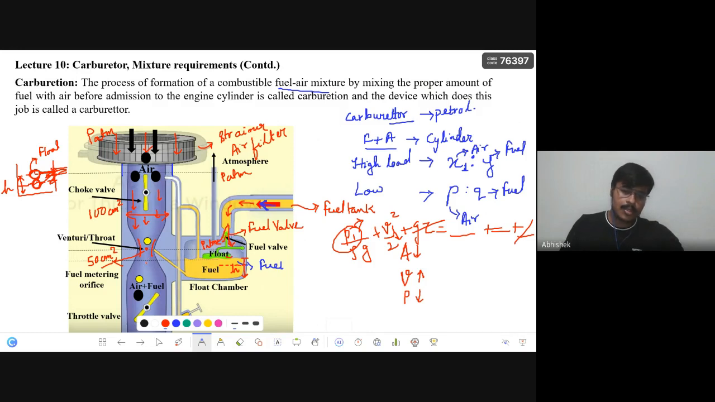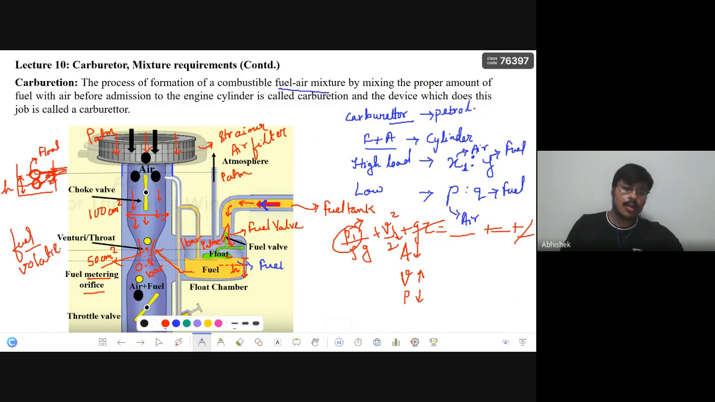the atmosphere. Let us say here it will be somewhat less, around 0.8 bar. What is the pressure in the float chamber? One atmosphere, let us say 1 bar. So in this case, the fuel will travel through this. This is also called the fuel metering orifice. The fuel travels and comes here and mixes with the air, and as I already said, one of the properties of fuels is that they are volatile.